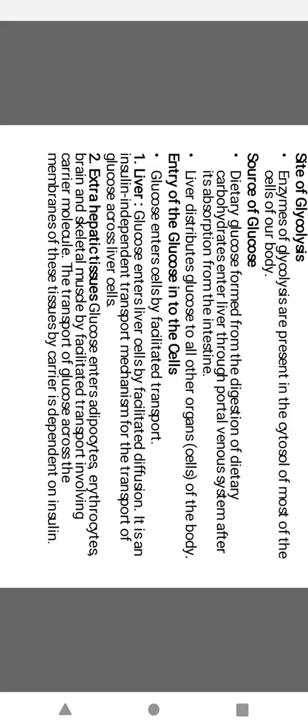Wherever we get the glucose for glycolysis, dietary glucose is formed from the digestion of dietary carbohydrates, then it enters the liver through the portal vein system after its absorption from the intestine. So the dietary carbohydrate is rich in glucose. After digestion, it reaches the liver by the portal system. The liver distributes glucose to all other organs of the body, which means that every cell gets the glucose from the liver.